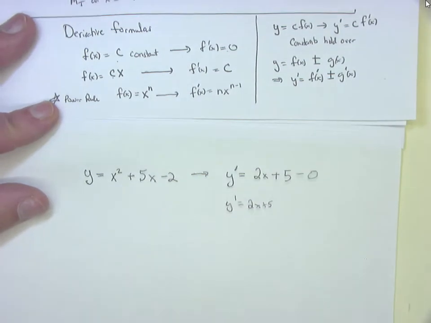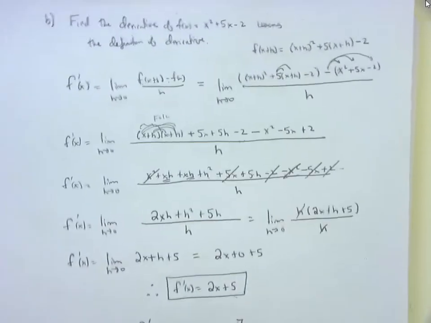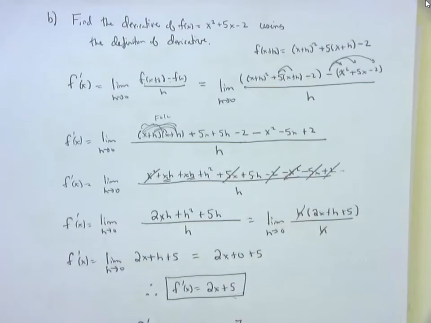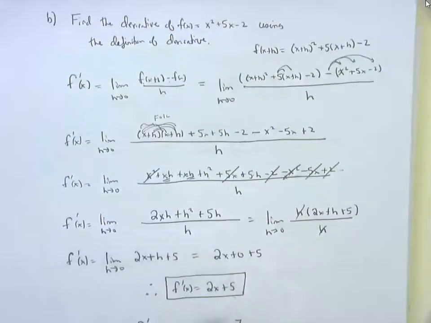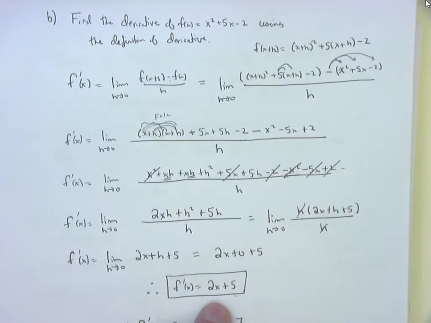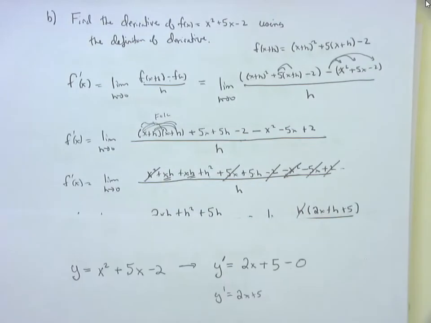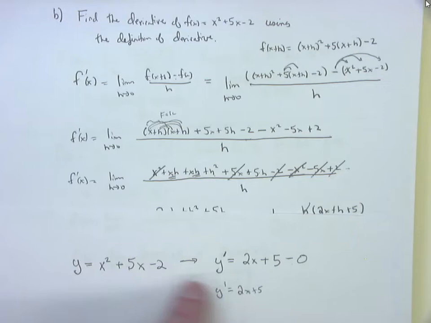Right? And if you notice back up here when we did this problem, this was all the work we did for it. Using the definition of derivative, the function was x squared plus 5x minus 2. We did all this derivative stuff. What did we end up getting for the answer? 2x plus 5. Well, I just did it the short way. What's the derivative of x squared plus 5x minus 2? 2x plus 5.